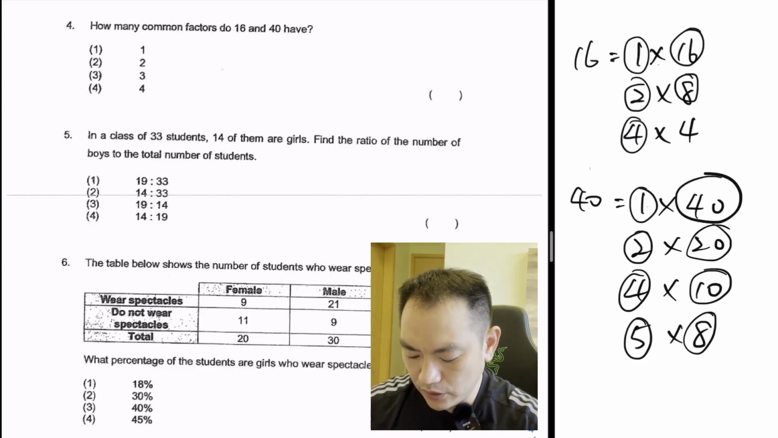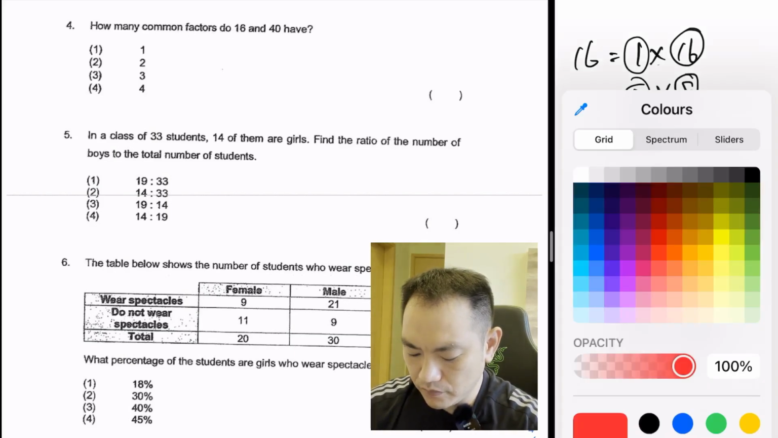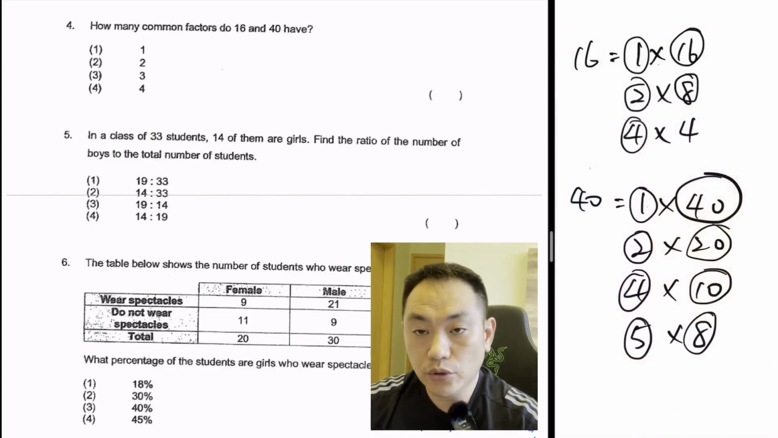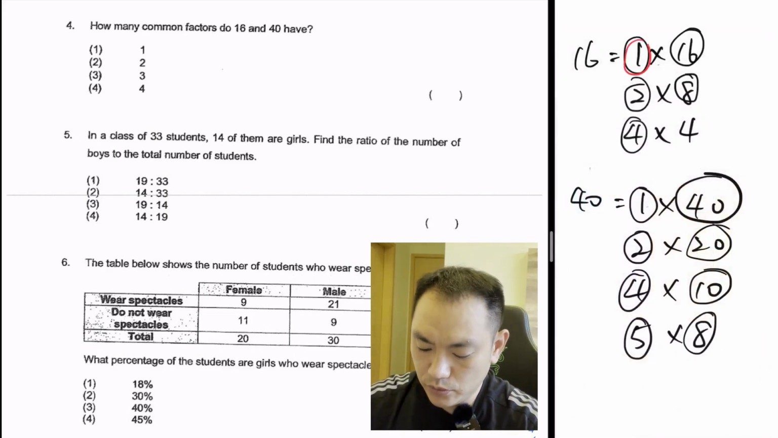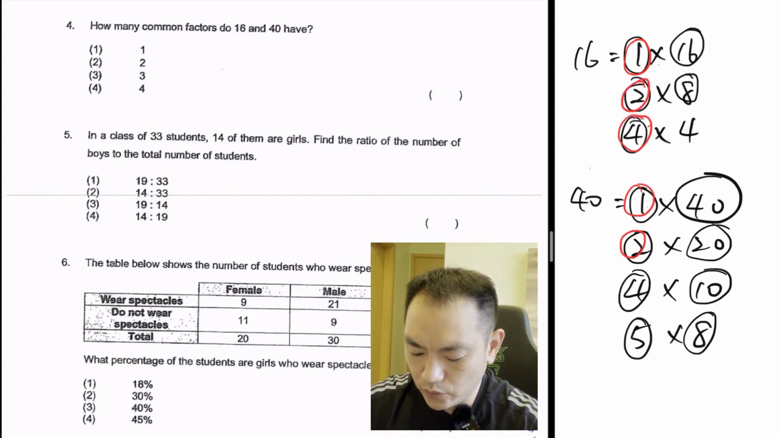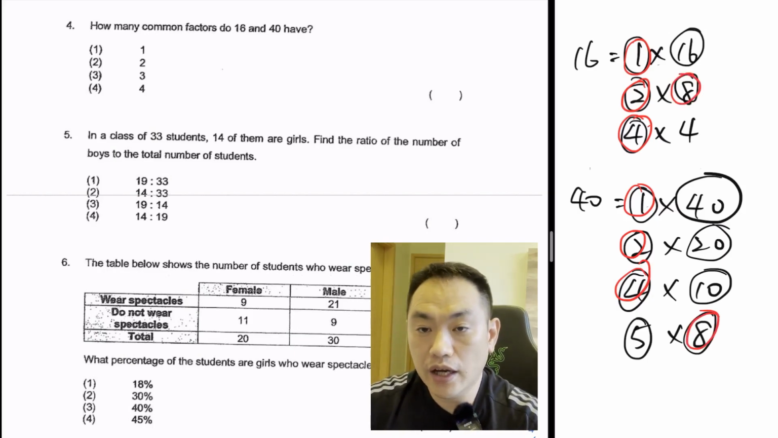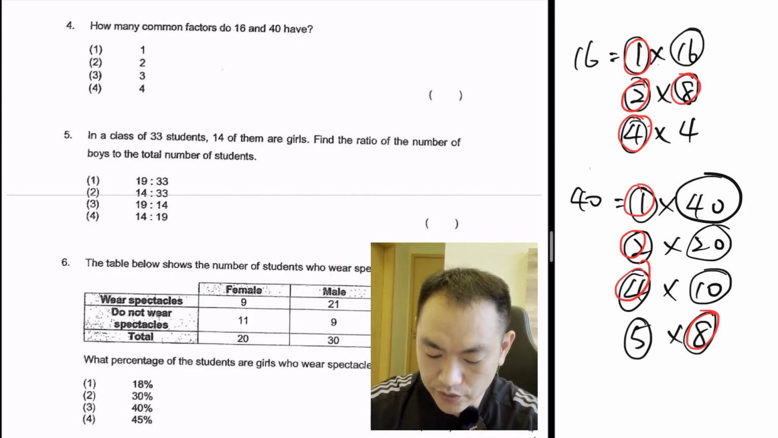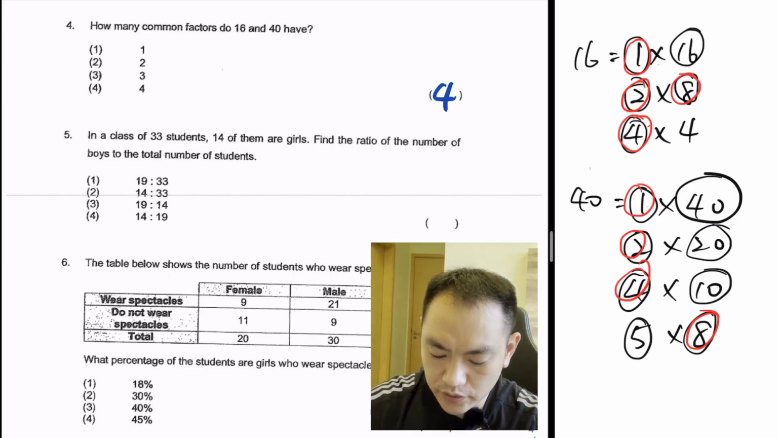So what are the common ones? The common factors are 1, 2, 4, and 8. So in total, there are 4 common factors. So the answer will be 4.